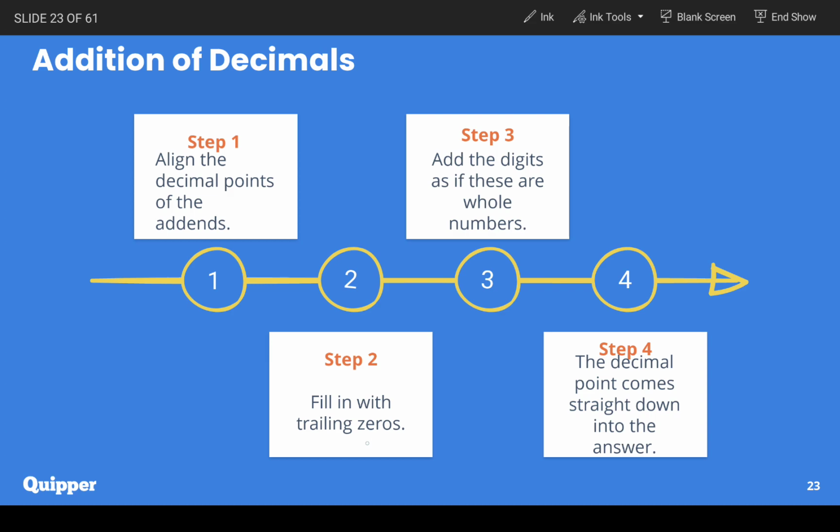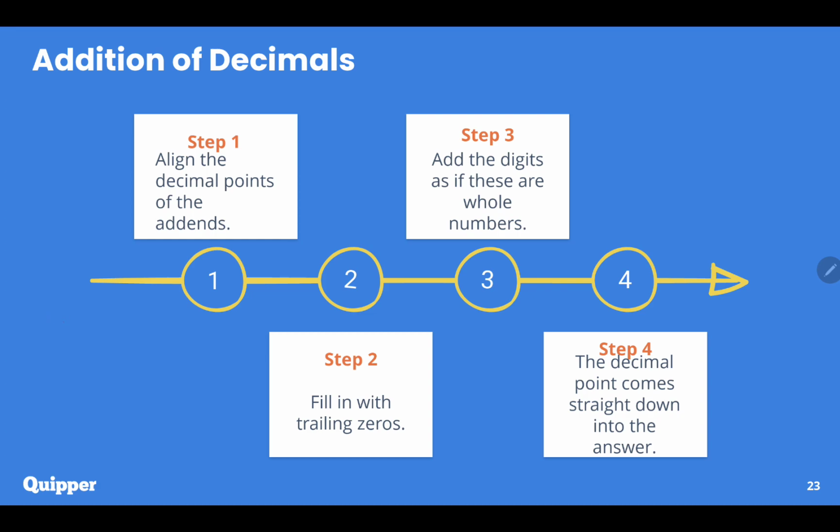Step 2, fill in with trailing zeros. Ano ba ibig sabihin ng trailing zeros? For example, your first addend is 1.3 and the second addend is 2.25. So, fill in the trailing zeros, meaning mag-a-add ka lang ng 0 sa 1.3 mo, sa isang addend mo. Okay? Next one. Add the digits as if these are whole numbers.